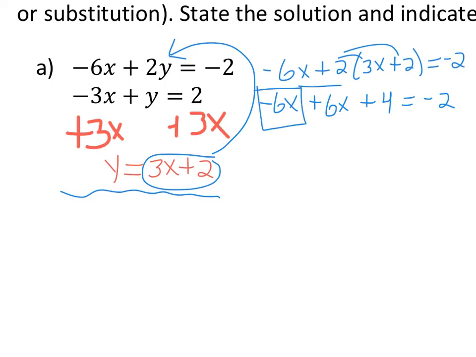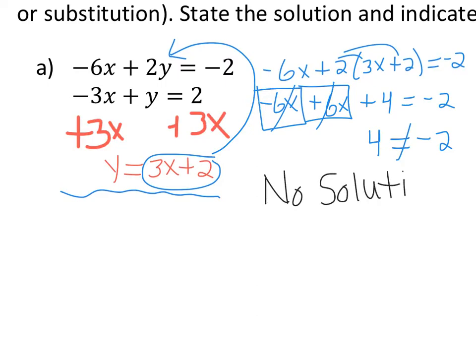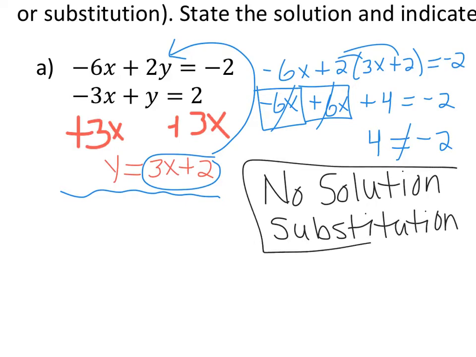Combine like terms. -6x plus 6x is 0, so those cancel. I'm left with 4 equals -2. As you know, 4 does not equal -2, which means I have no solution. And again, I'm going to indicate the method I chose to use, in this case, substitution. So you want to use substitution when you have x or y with a coefficient of 1. You don't have to. It's just sometimes a little easier.